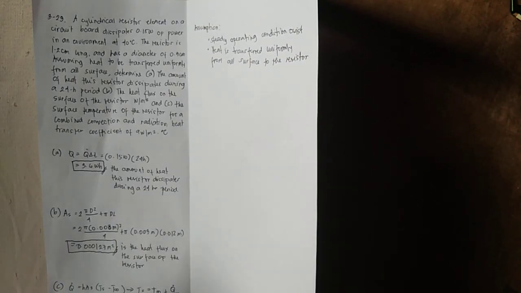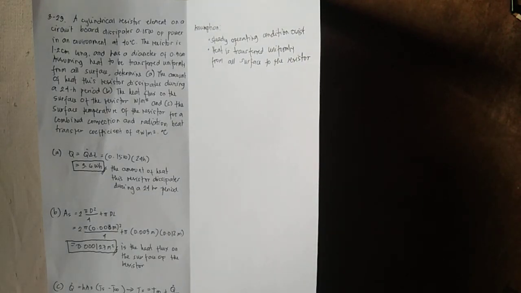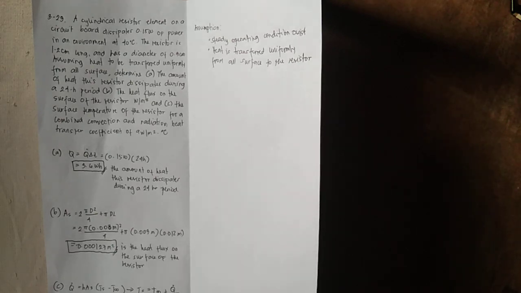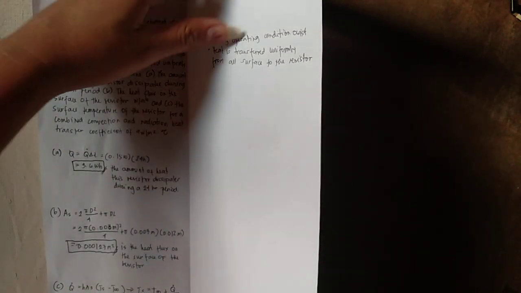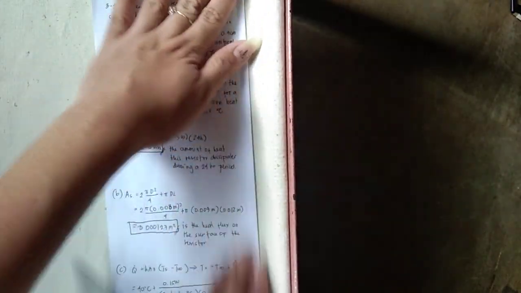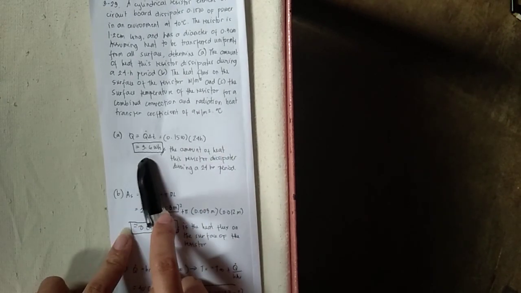Steady operating condition exists. Heat is transferred uniformly from all surfaces to the resistor. Q equals heat flow rate times delta t, which is 0.15 watts times 24 hours, equals 3.6 watt-hours.